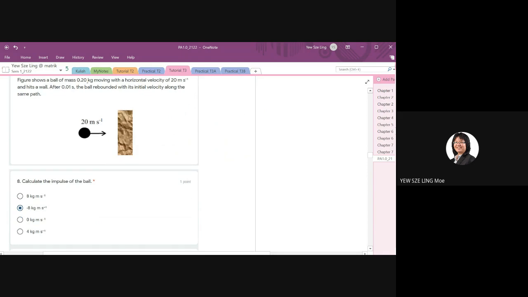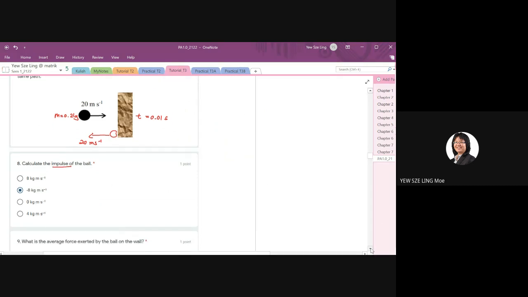The figure shows a ball of mass 0.2 kg. So you have m equals 0.2 kg, with a horizontal velocity of 20 meters per second hits the wall. After 0.01 second, so the time in contact with the wall is 0.01 second, it rebounds with the same velocity. Okay, it rebounds with 20 meters per second. Calculate the impulse of the ball.